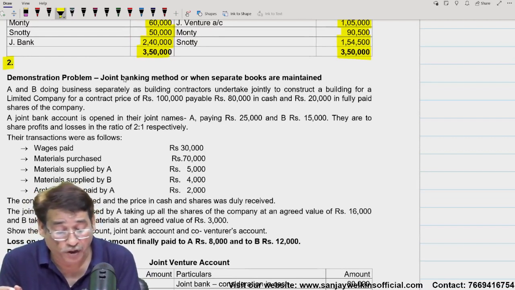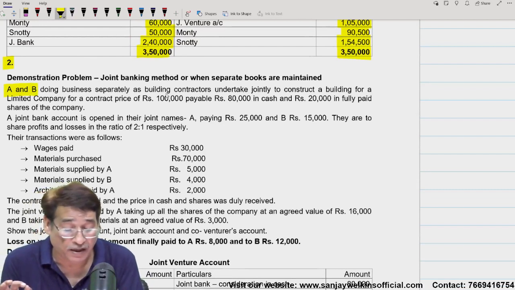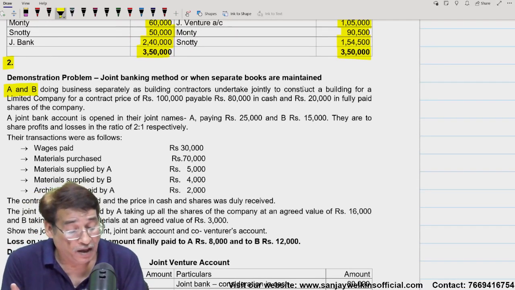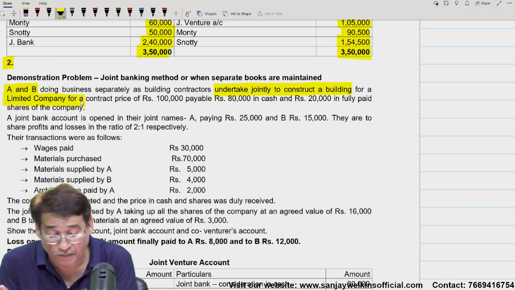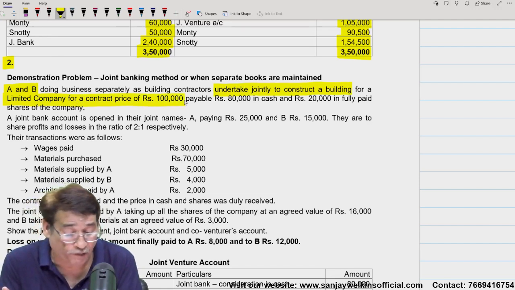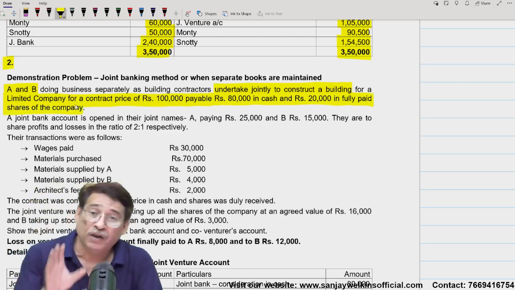Demonstration problem, joint banking method. This time A and B doing business as building contractors, and they have undertaken jointly to construct a building for a limited company for a contract price of 1 lakh, payable 80,000 in cash and 20,000 in fully paid shares of the company.